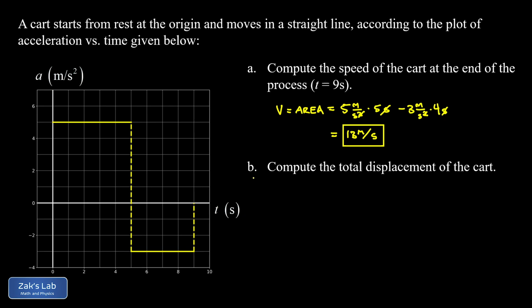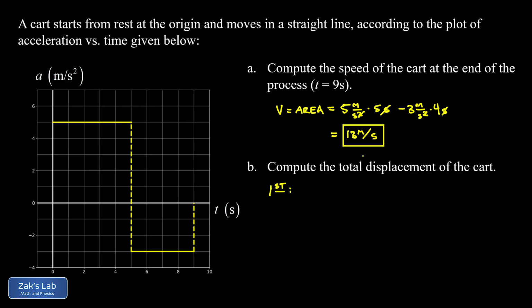Now in part B, things get a little more complicated because I'm asking for the total displacement of the cart during this process, but we have 2 different accelerations occurring. Our equations for kinematics only apply to a constant acceleration process, and that means we need to break this into 2 pieces. So I have to break it into the first 5 seconds, do the analysis there, and then tack on the additional displacement that happens during the following 4 seconds.